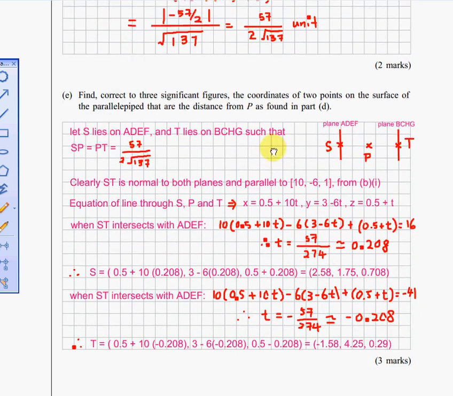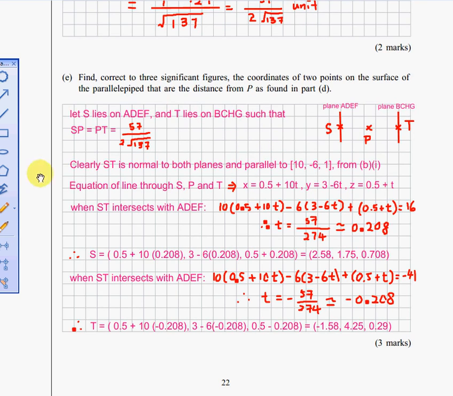And lastly, I'm going to explain this a bit. Again, the keyword is 3SF, so you should give your answer correct to 3SF. The coordinates were something like this. Imagine that this is from a lateral view, the plane ADEF and this is BCHG. So this point S is on the plane and point T on the plane, and together the three of them, S, P, and T, are collinear.